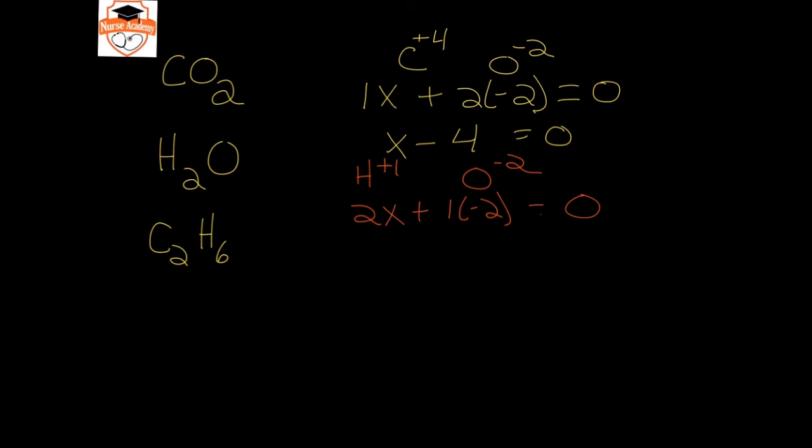And last but not least, if we're looking at ethane, which is this compound right here, we have hydrogen, which is going to make a +1 charge. We have 6 of those. So 6 times +1, plus 2x, because we're not sure what our carbon oxidation number is going to be, equals 0. So that's going to be our C here. And so that means that each carbon has to have a -3 oxidation number.